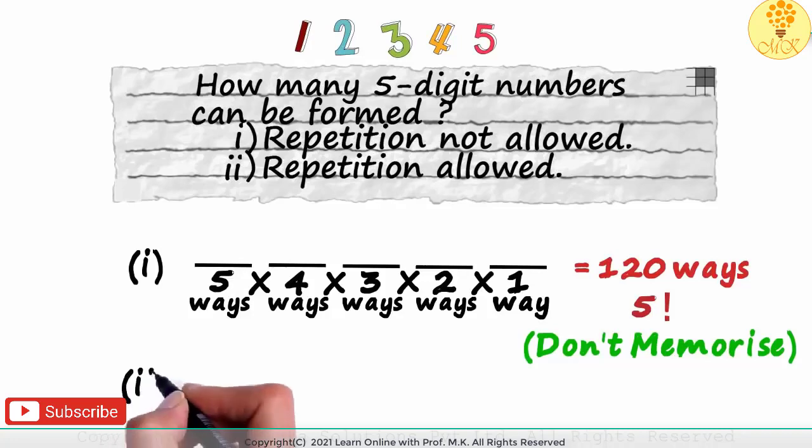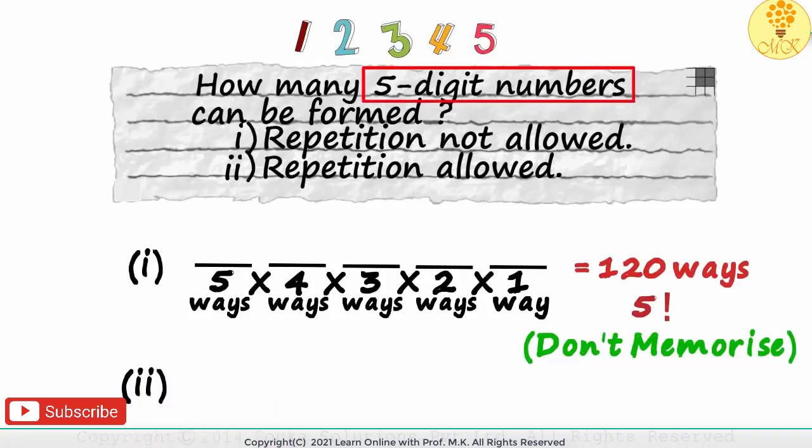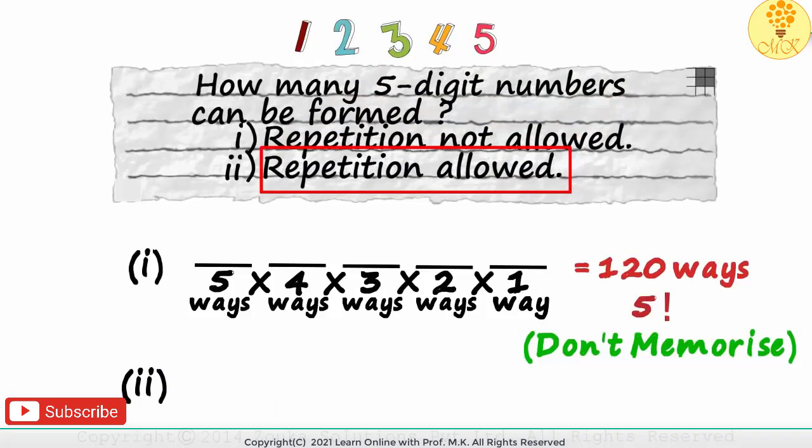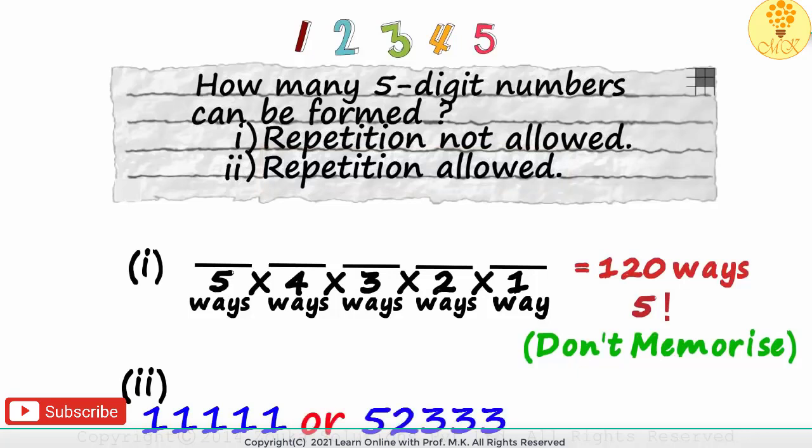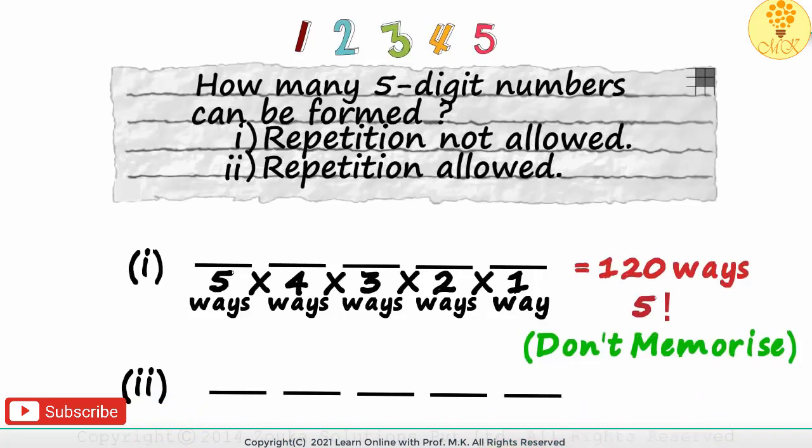Now let's move on to the second part. 5-digit numbers when repetition of digits is allowed. So we are allowed to form numbers like 11111 or 52333 or 31443 where digits are repeated. How do we begin? As always, we go slot by slot. The first slot can be filled with any one of the 5 digits. It can be filled in 5 ways.